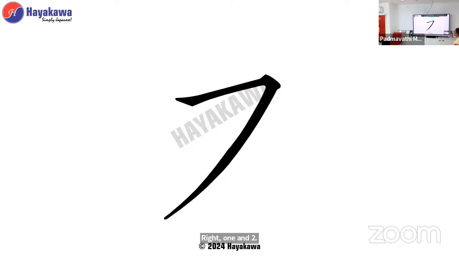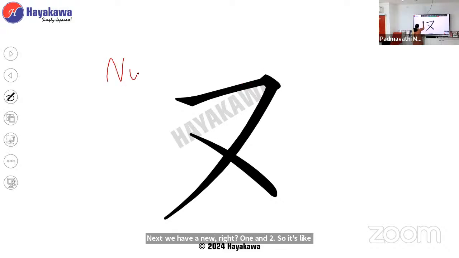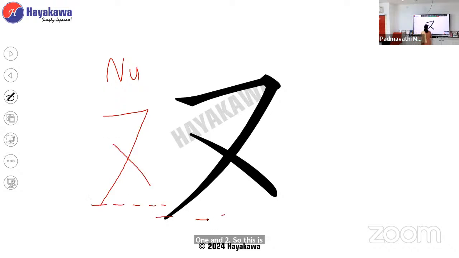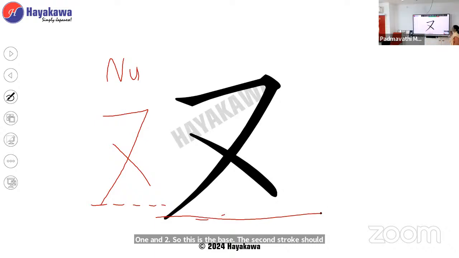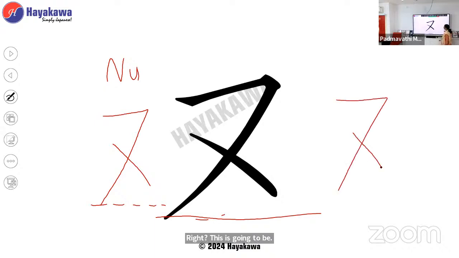Next we have nu, 1 and 2. This is the base. The second stroke should not touch the base. This is going to be nu. Na, ni, nu.